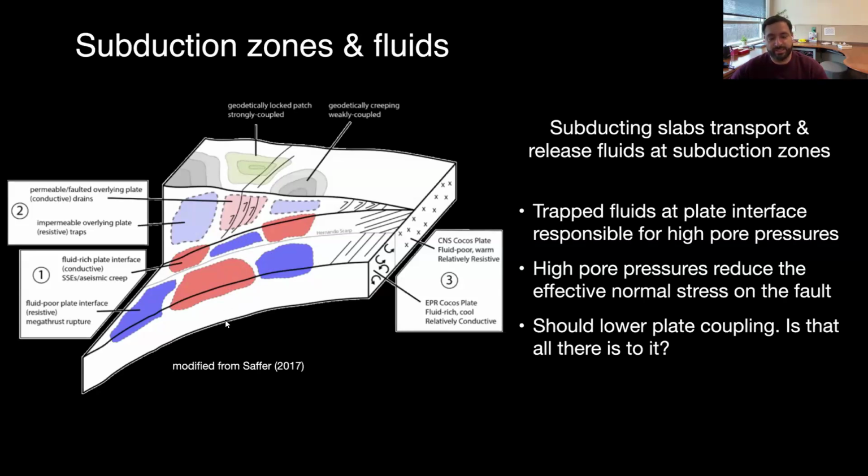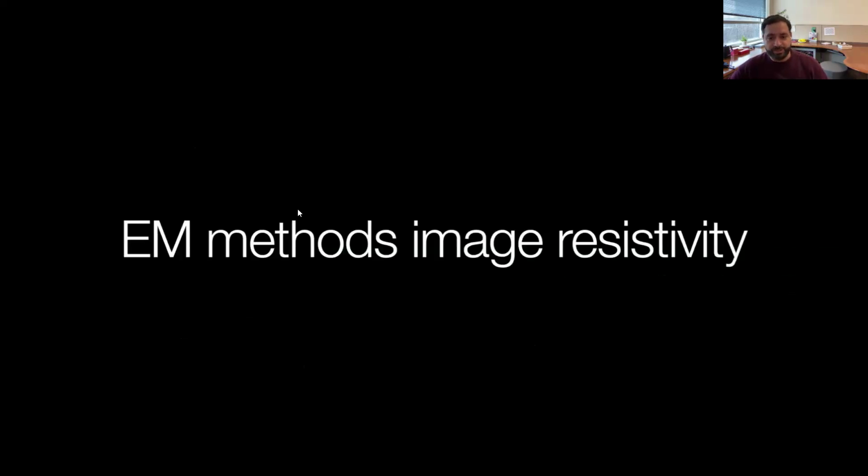In the context of EM imaging, we see those in terms of resistors and conductors, because the fluids, I'll show you in a few slides, are conductive in nature. So we can map fluids based on the conductivity or its inverse, the resistivity structure. EM methods, as I was already alluding to, are imaging resistivity.